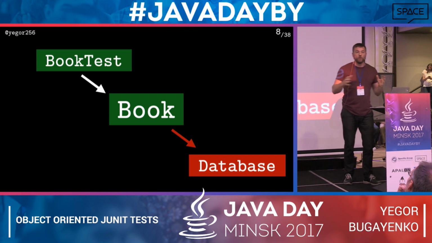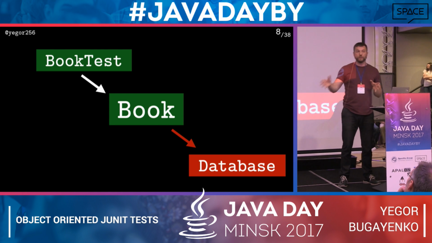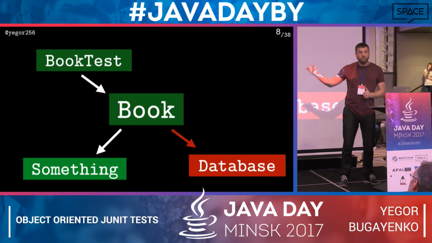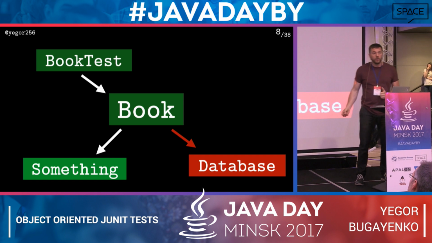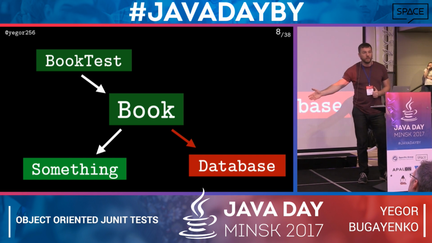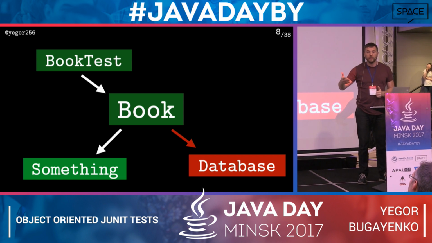If I cannot anyhow prevent the class book from connecting to the real database, then I cannot test the book. Well, unless I have a real server running somewhere close to my unit test, which is not the case in most situations. So we need something else. We need the book to connect to somebody else. We need the book to use something else. What is this something? Who knows what that something means in most cases?